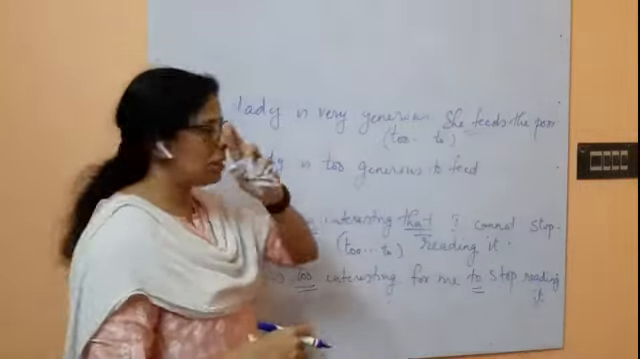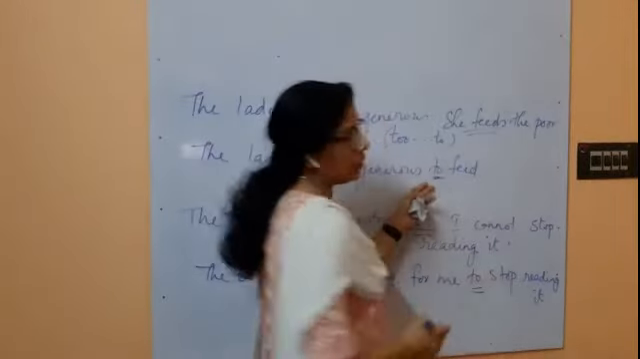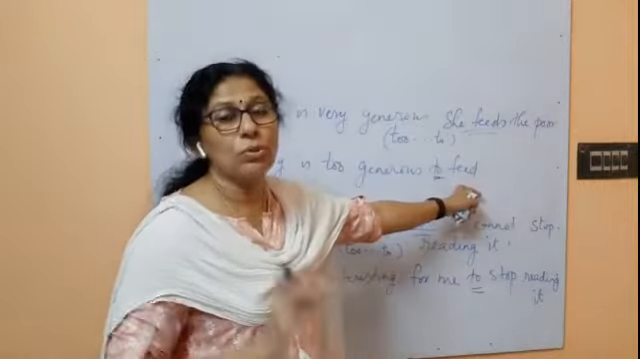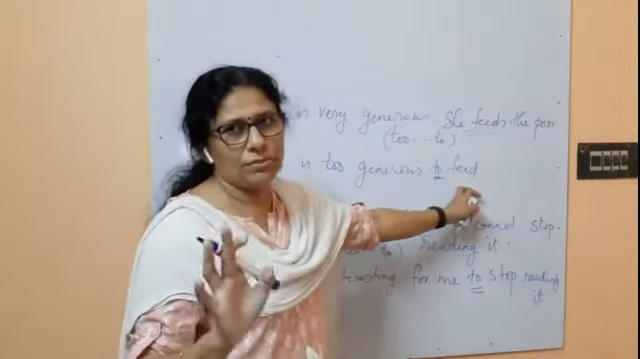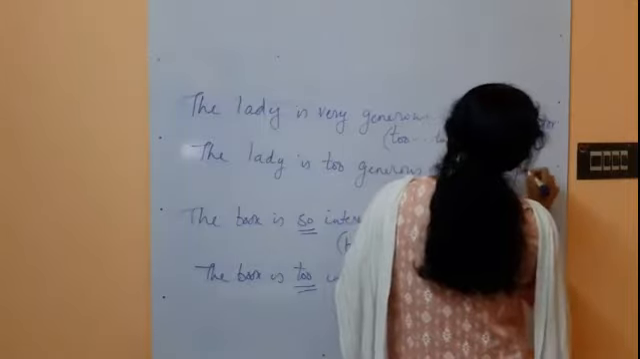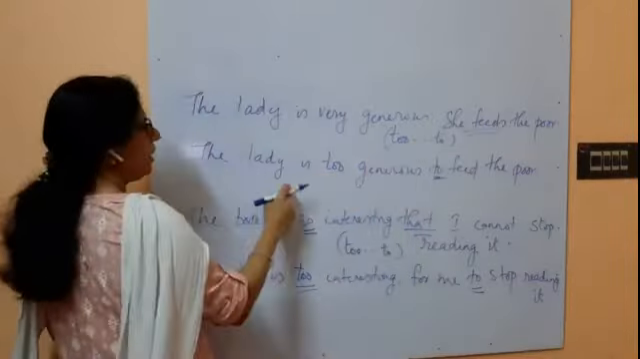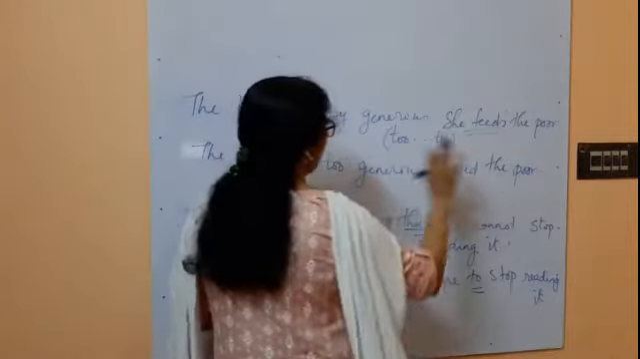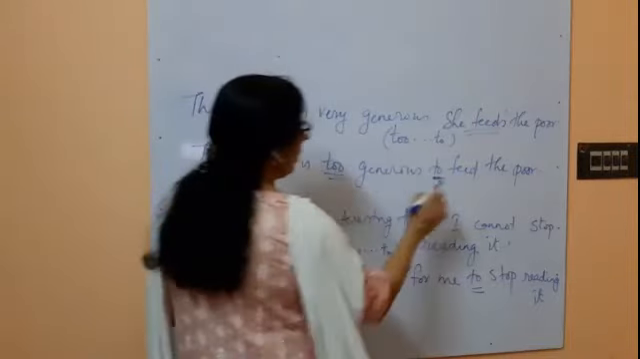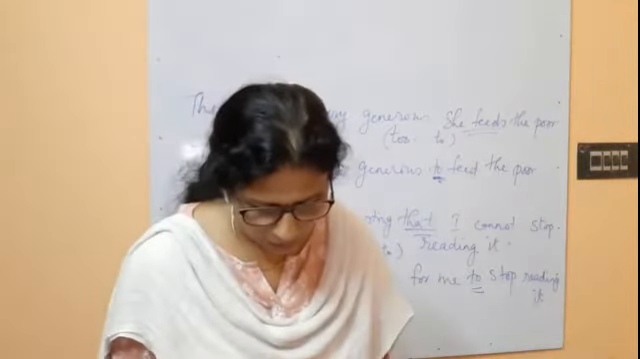The lady and she, the subject is the same. And "feed", as the "to" infinitive is there, we know that after "to" infinitive we can use only the base form, we cannot use the s or es form. That is why "generous to feed the poor". Okay, the lady is very generous, she feeds the poor. The lady is too generous to feed the poor. "To" we have inserted. Okay, got it clear? Okay, next one.